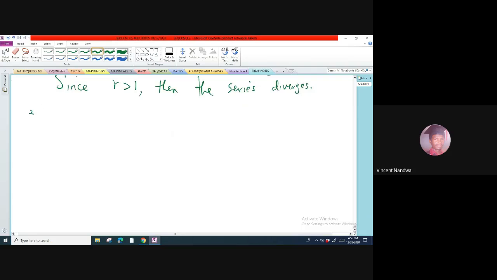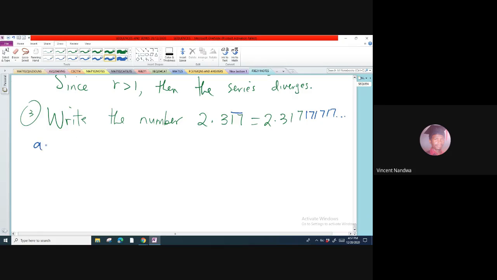Number 3, write 2.317 recurring, or only recurring for 1 and 7 alone, so the bar is just 1 7 1 7 1 7 1 7 etcetera, as a ratio of integers.